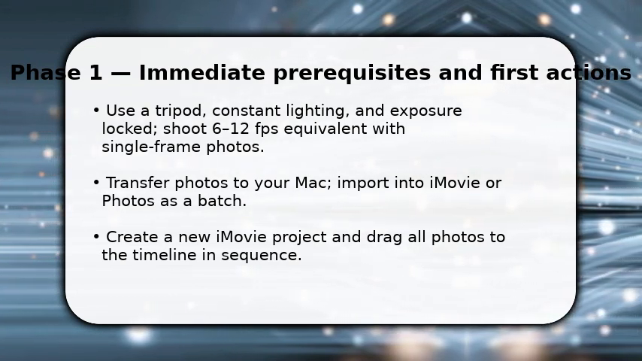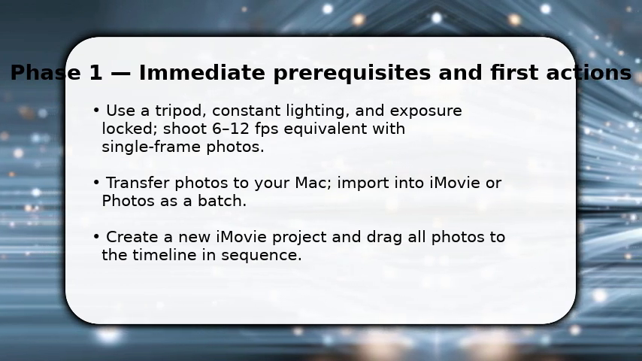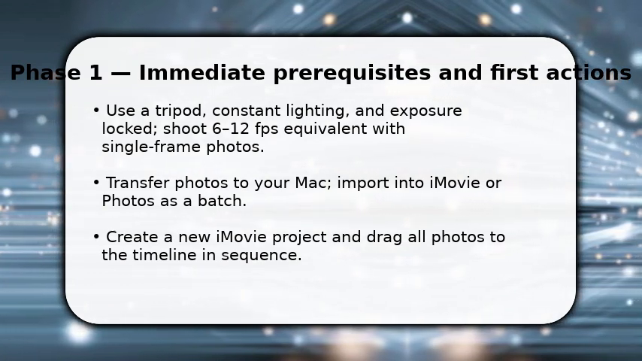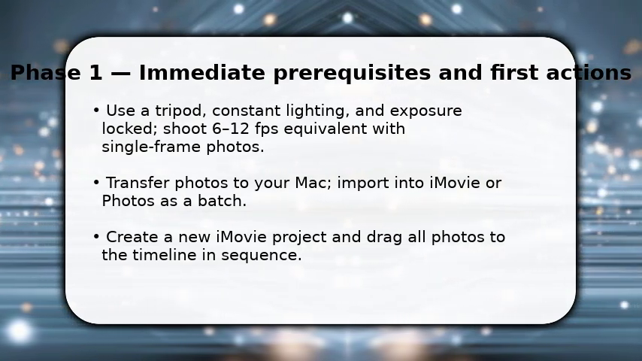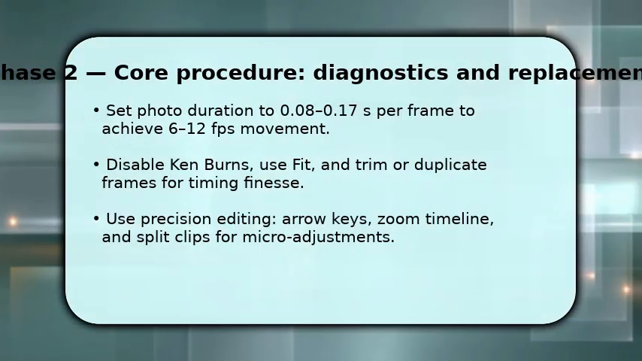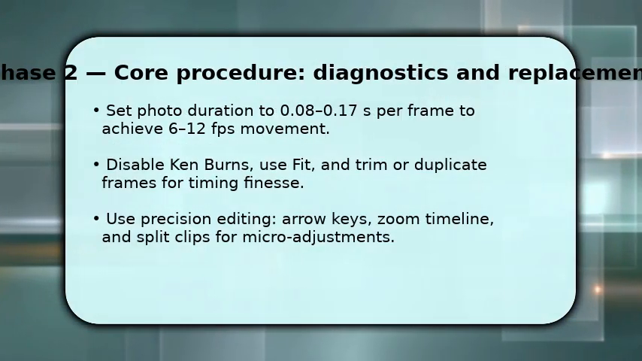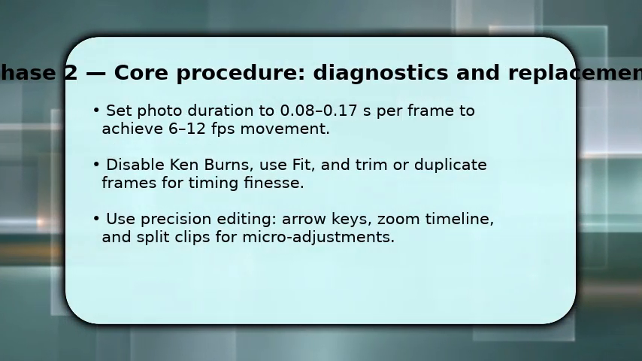Then select all imported images and change each clip duration to a short value so motion reads as animation. This first step sets the frame rate and visual consistency you need. Now focus on timing and control. This is the detailed work that creates smooth motion.